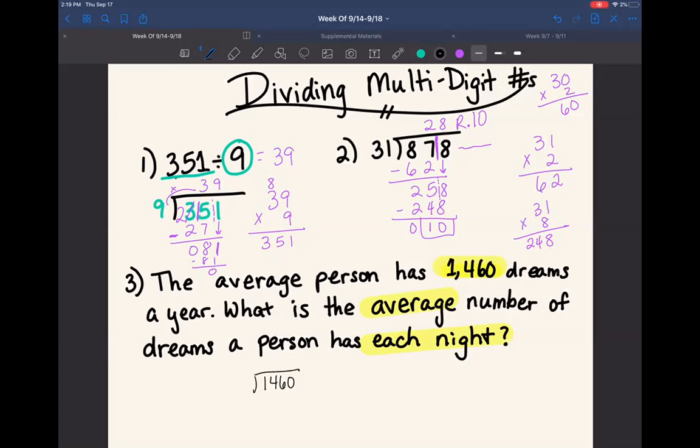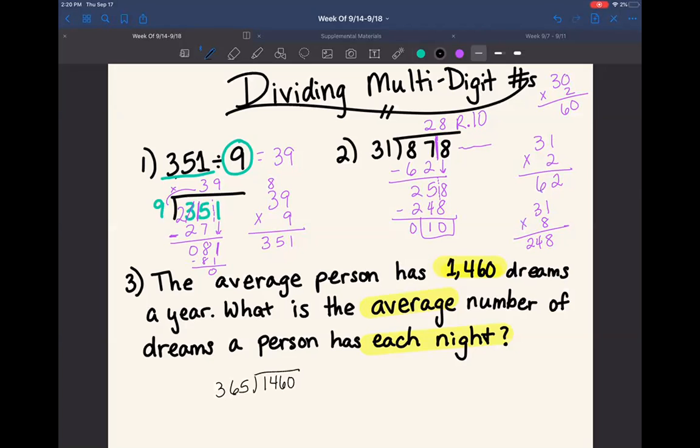So, Natalia, what answer do you think it is? 365. Why? Because it says dreams a year. So it does say a year, and the most common answer I've gotten is people saying 1. Why? Because it says 1 year. But when you read the question, you really have to pay attention. It says the number of dreams a person has each night.